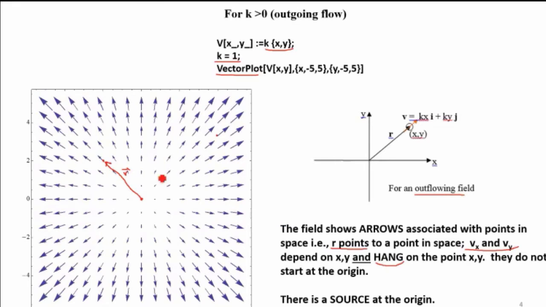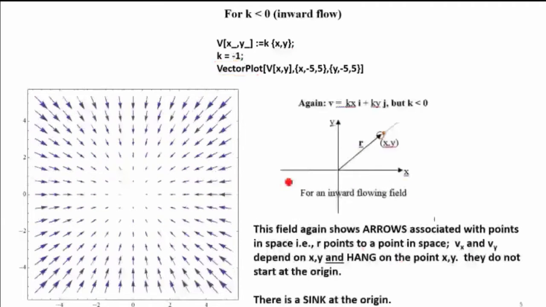And in this arrangement here, there's a source at the origin that gives us this radial behavior. And the fact that the flow increases with speed means that we have to have some fancy force that increases with distance. Well, what if we just turn the k around, so we use k equal to minus 1. VectorPlot simply reverses the direction.